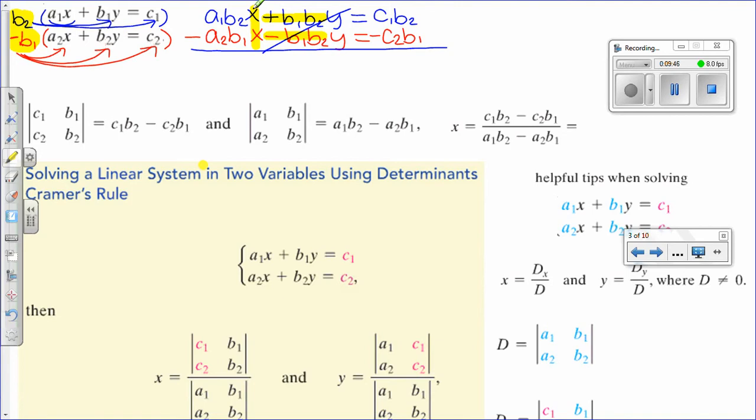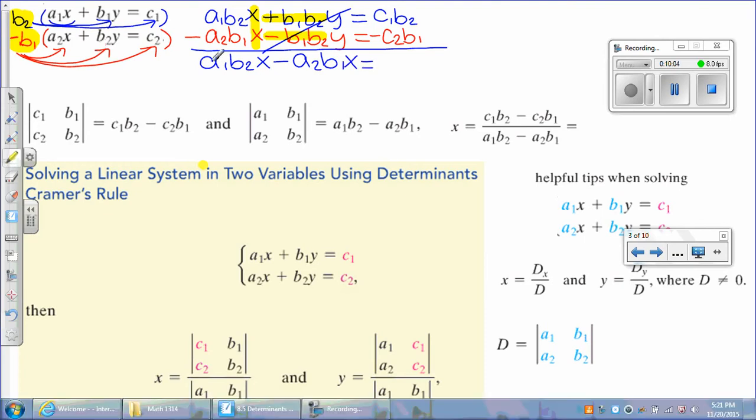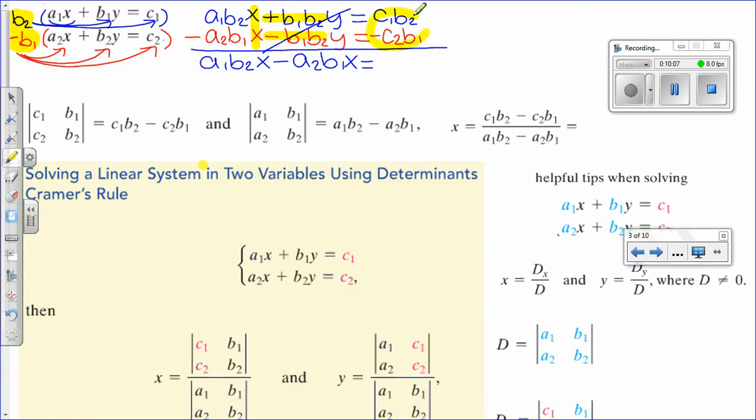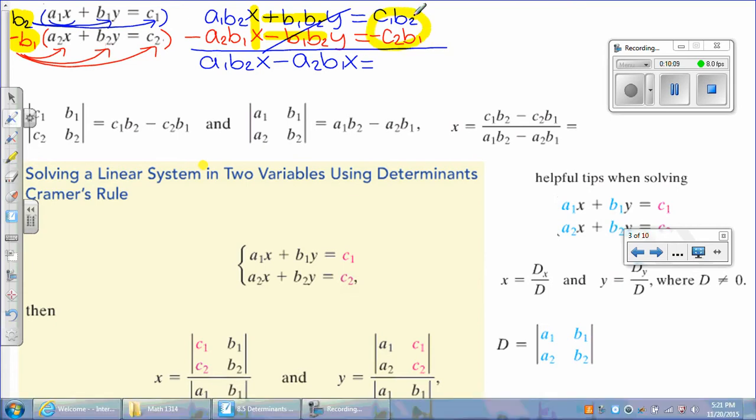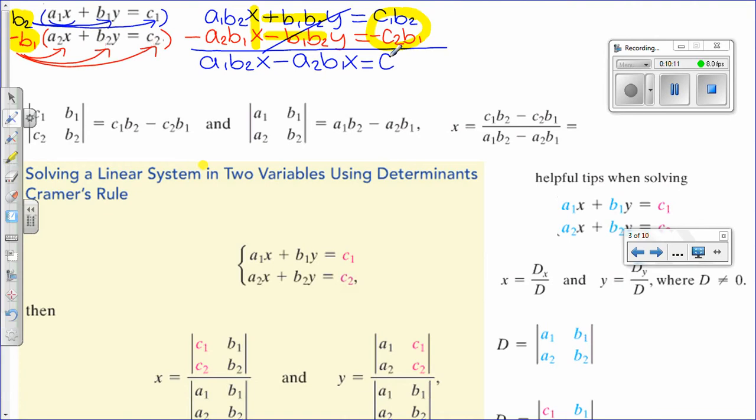And so this will look like this. We will have a sub 1, b sub 2, x minus a sub 2, b sub 1, x. And now I'm going to add my constant terms right here. And so that will be c sub 1, b sub 2 minus c sub 2, b sub 1.